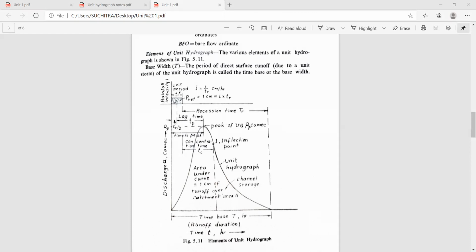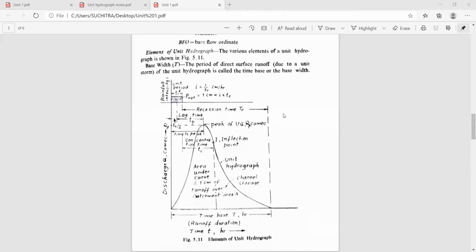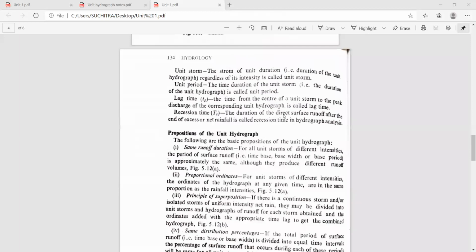So a unit hydrograph is a hydrograph which has resulted from a unit storm having a unit duration occurring uniformly over the entire catchment area, which produces a volume of runoff equal to 1 centimeter. Now you can see here, these are some of the definitions. Unit storm: the storm of unit duration, that is the duration of the unit hydrograph, regardless of its intensity, is called a unit storm. Whatever the intensity of the storm may be, it has a unit duration, hence it is called a unit storm.